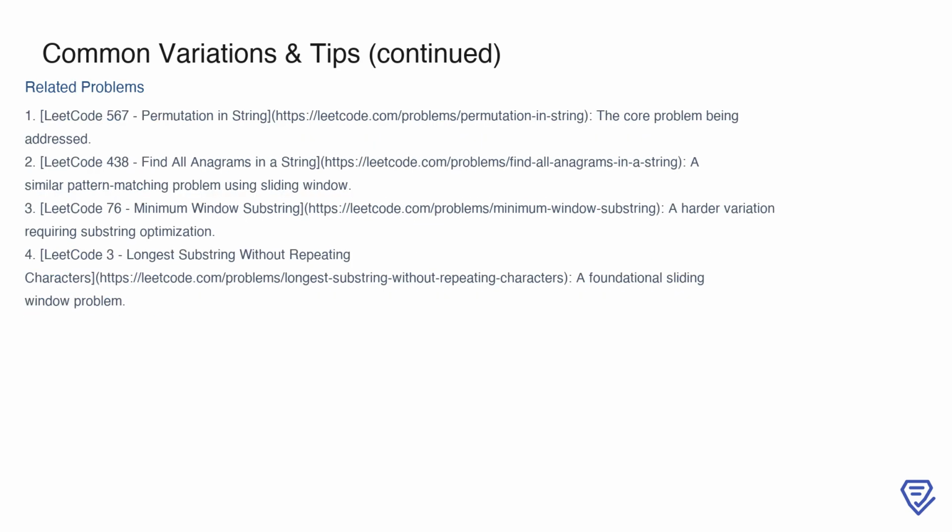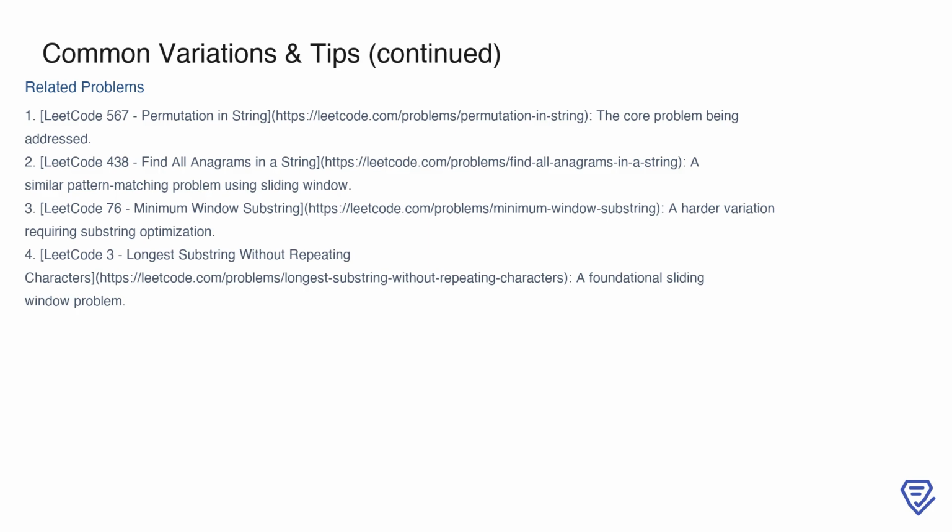This problem is closely related to several others that also involve sliding windows and substring analysis. For example, LeetCode 438, find all anagrams in a string, uses a similar sliding window technique to identify all substrings that are anagrams of a given pattern. Another related problem is LeetCode 76, minimum window substring, which is more challenging as it requires finding the smallest substring that fulfills a condition, combining both sliding window and optimization techniques.